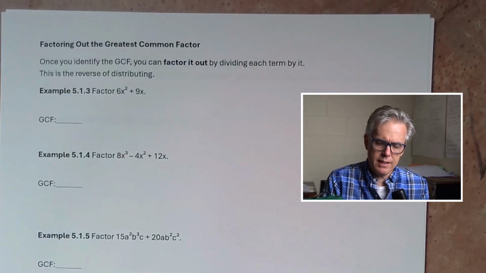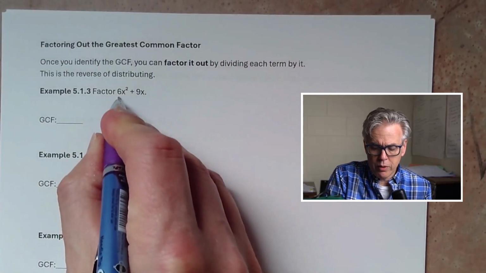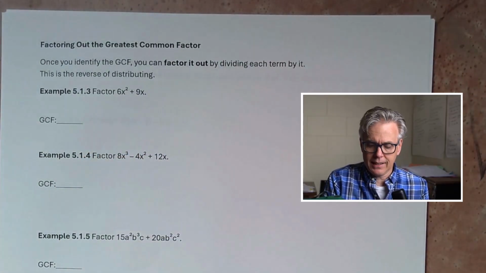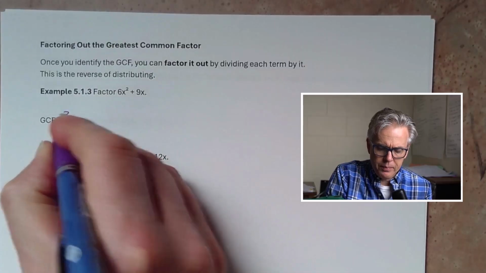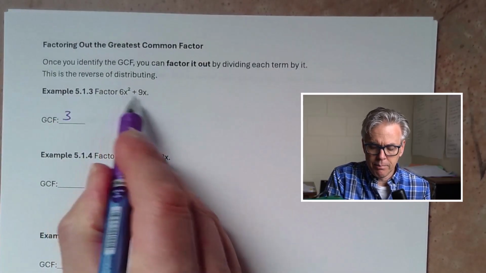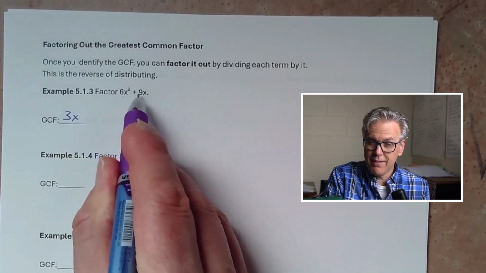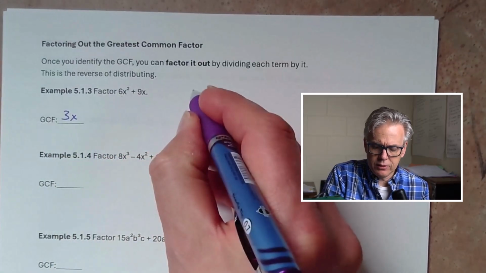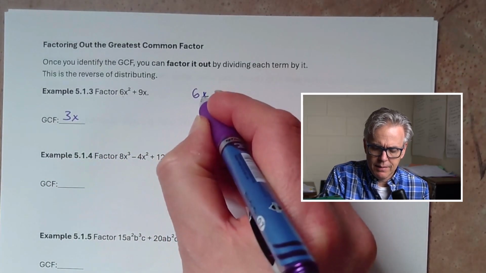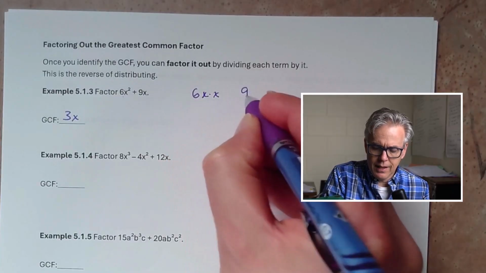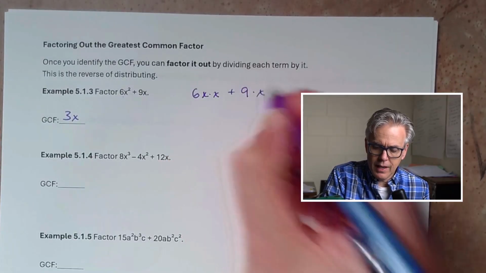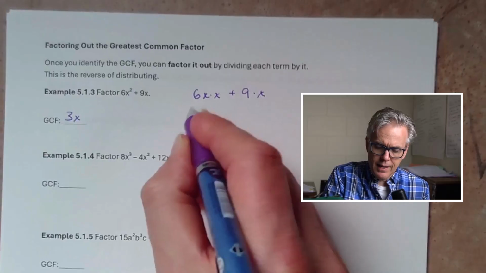So what is my GCF? What number will go into both 6x squared and 9x? Well, 3 will. And then, do I have a common variable in both terms? Well, yeah, x. Notice it can't be x squared, I don't have an x squared here. Now, if it helps, you can certainly write this out as 6, maybe x times x, and then 9 times x. You can draw this out. You could write this out.